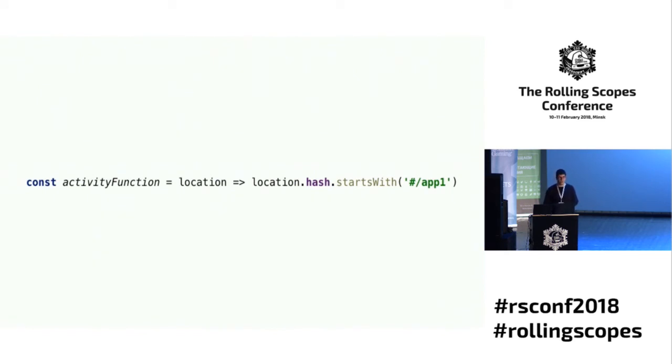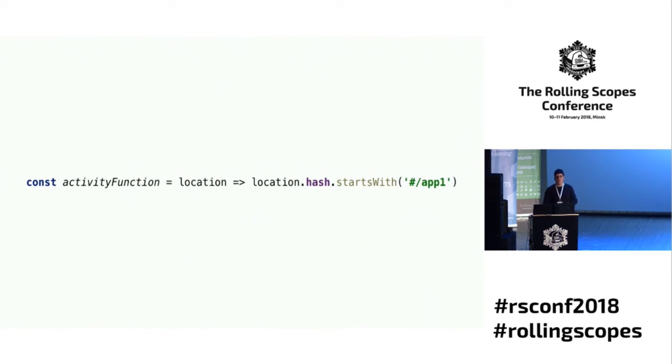We have the activity function. It's basically a condition for when you want your micro app to be shown on a page. You can use the history API. There's the location argument that's coming there. So you can check, for example, for a hash inside the URL. So if you have example.com and then hash /app1, then the app1 in single spa will be rendered.